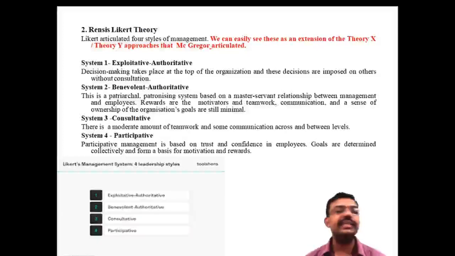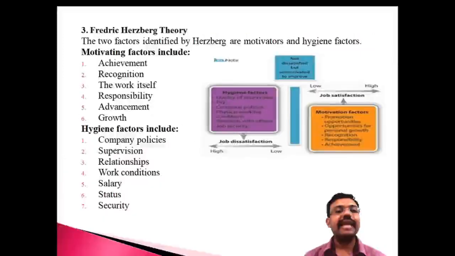That was the second one, the Rensis Likert theory. Okay, and the third theory is the Frederick Herzberg theory. Herzberg, also another important management thinker, suggests 2 important factors within the organization. He identified 2 factors affecting your organization.